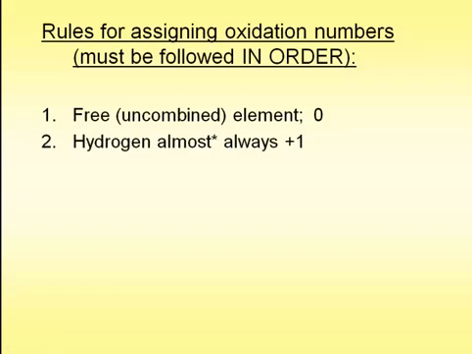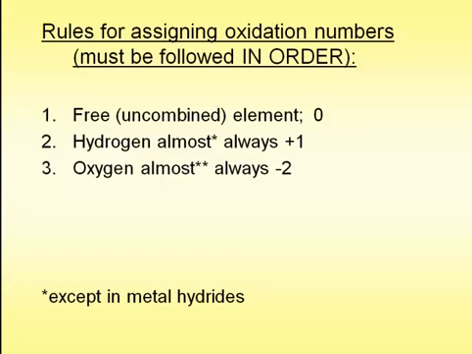Hydrogen is almost always a +1, except when it's part of a metal hydride, like NaH, sodium hydride. Then hydrogen is a -1. Oxygen is almost always a -2, except when it's in peroxide compounds, like H2O2, hydrogen peroxide. In a compound like that, two oxygens are bound together as one ion with a total charge of -2. So you have two oxygens with a total charge of -2. Each oxygen has an oxidation number of -1 in peroxide compounds.